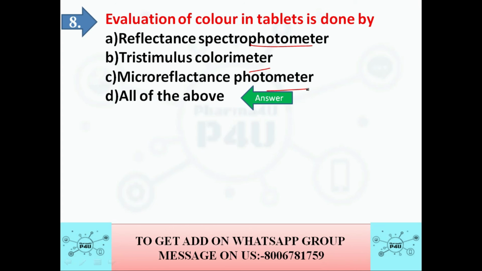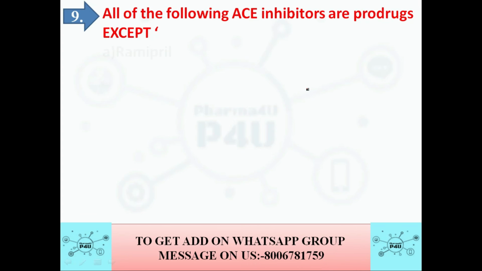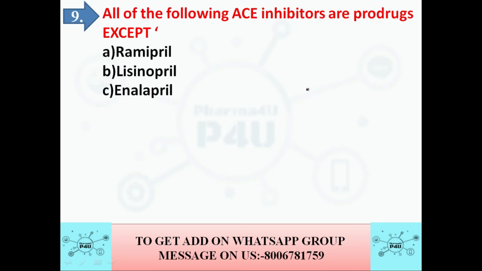So students, now the next question is, all of the following ACE inhibitors are prodrugs except, option A is ramipril, option B is lisinopril, option C is enalapril, option D is perindopril. ACE inhibitors are angiotensin converting enzyme inhibitors. So the correct answer is that lisinopril is not a prodrug, means ramipril, enalapril and perindopril are the prodrugs.